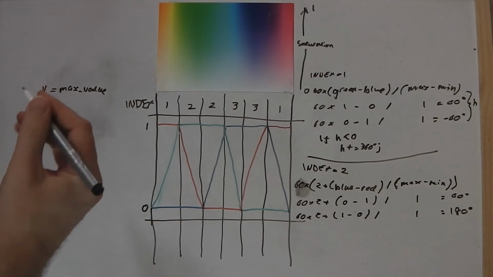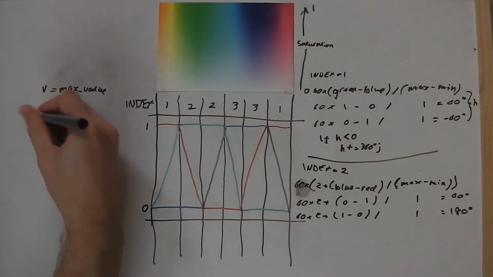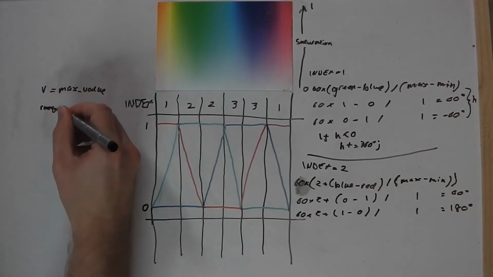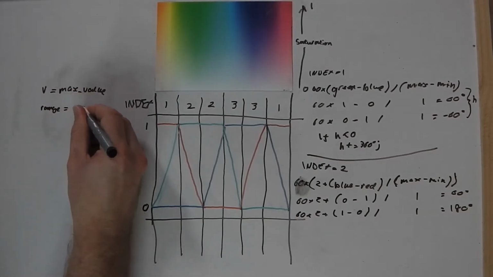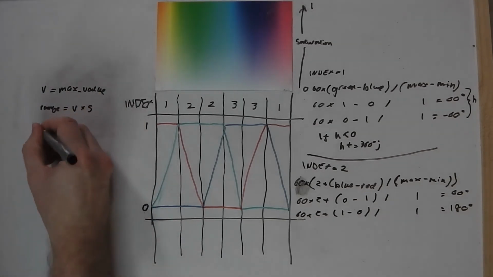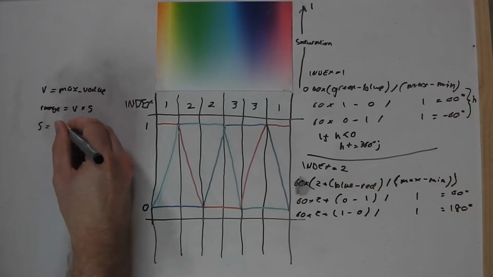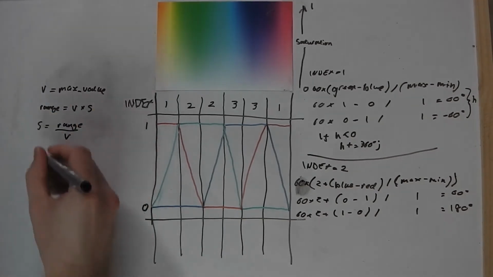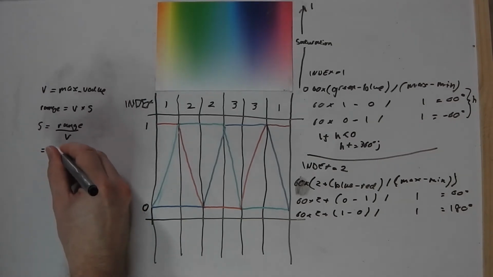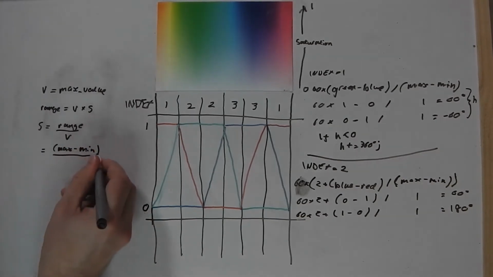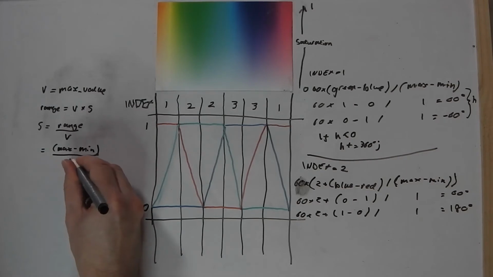And then how do we calculate the saturation? Well, from the previous video, we know that the range, which is max minus min, is equal to value times saturation, or V times S. So if we want to calculate S, that's very simply then going to be the range divided by V, but we know V is equal to max value. So what we have now, range we can write out as max minus min, like that, divided by max.